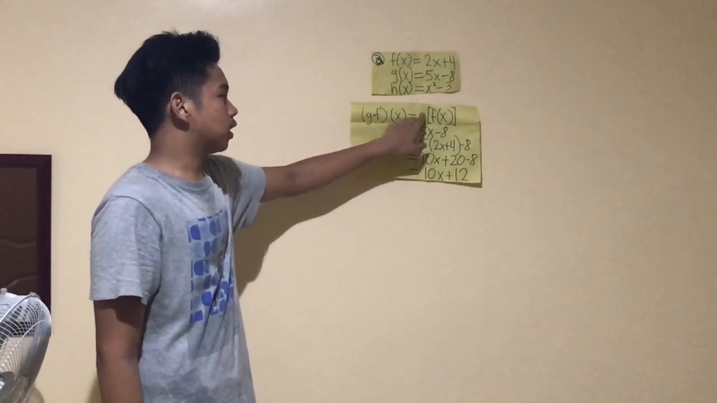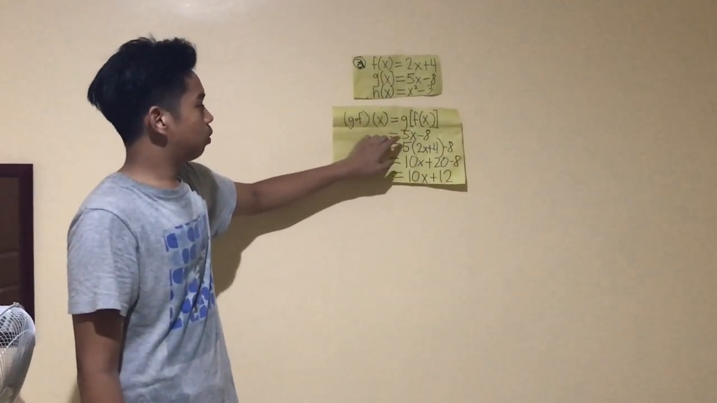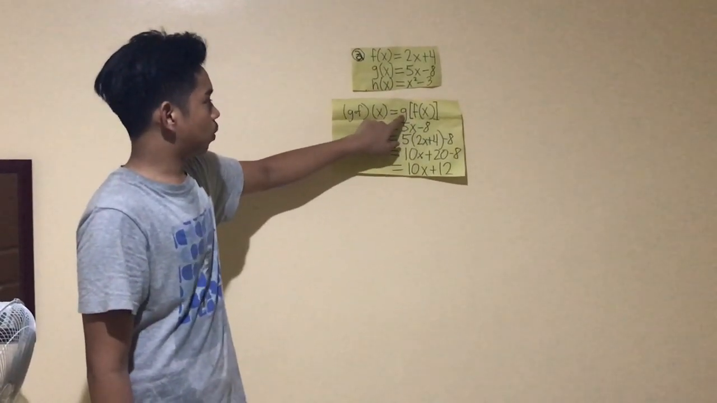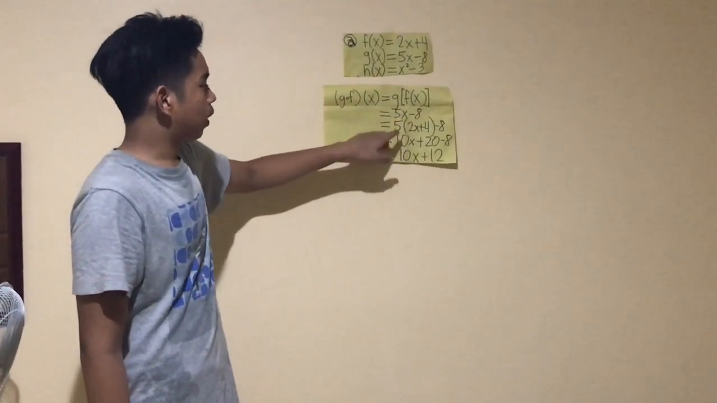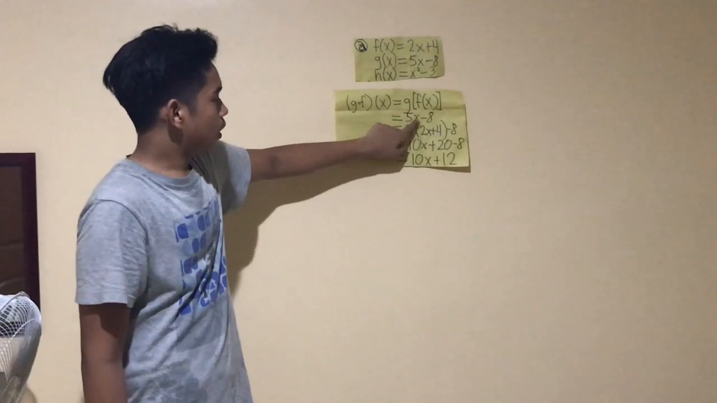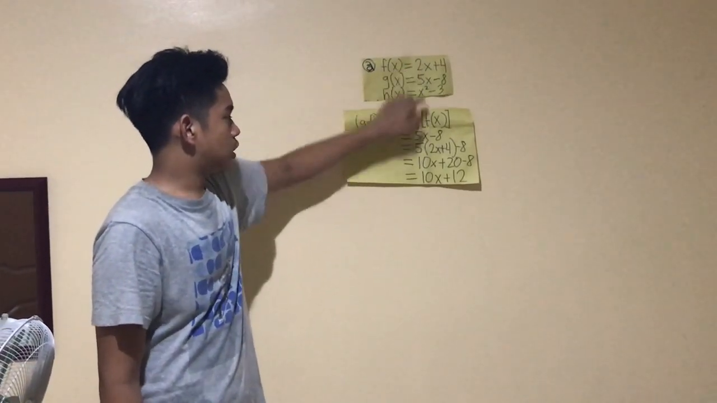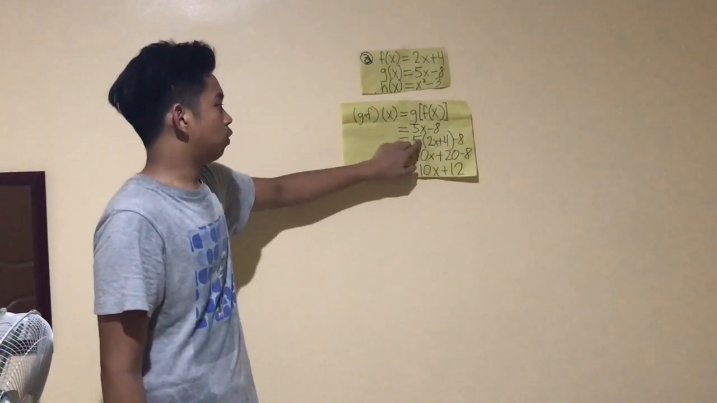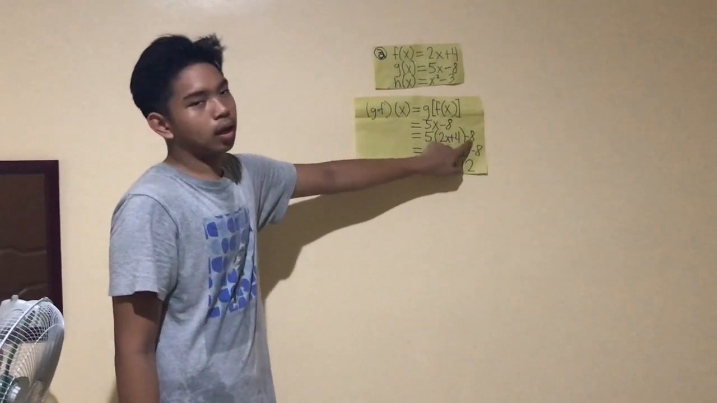You should arrange it like this: g of f of x. It's the same thing. So here, the g of x is the first one. So put 5x minus 8 here. And then, in the next one, substitute this x to the value of f, which is 2x plus 4. So 2x plus 4, and then bring down negative 8.